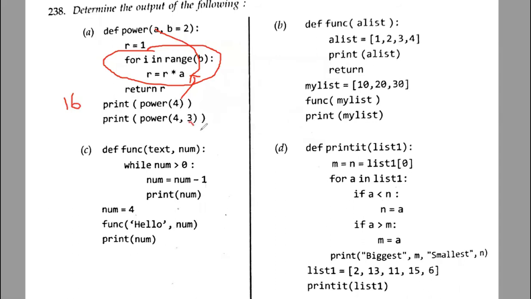Here, if I am having the b value as 3, the default value will not be assigned. If I am supplying the value, 3 will be used. 4 into 4 will be done, so 64 will be the answer. Because I am having the print statement, the answer is going to get printed in the next line. I do not have any end is equal to space.